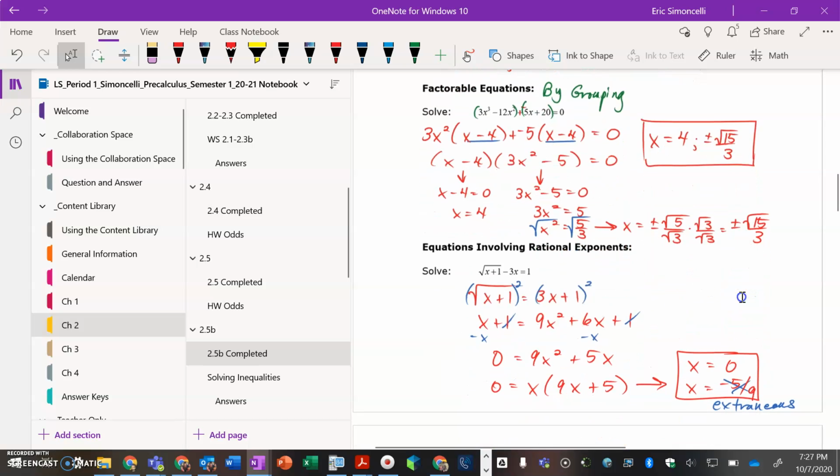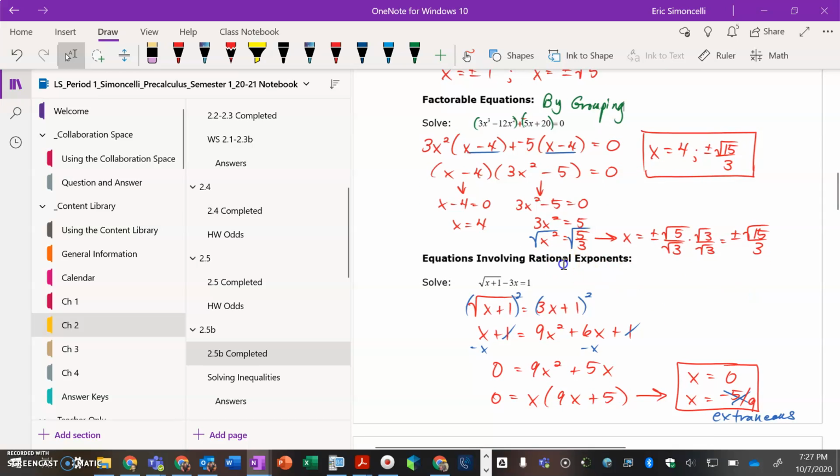The last problem on this page I will also ask that you try on your own. This particular question is one where you'll need to get the square root isolated, and you can do that by adding 3x to both sides. And look, the square root is isolated. All you got to do is square both sides and take it from there. You'll end up with one answer that works and one answer that doesn't, but please take a look at that.